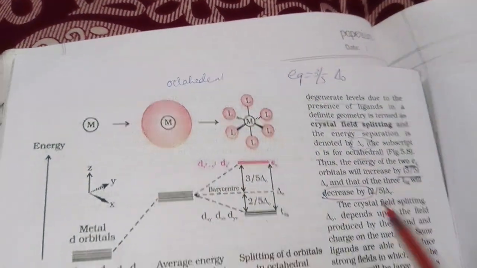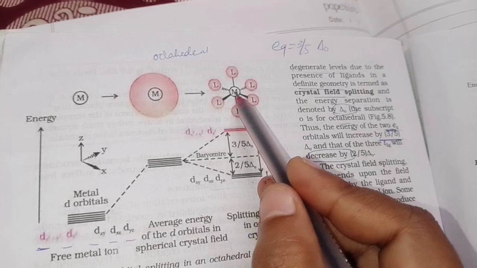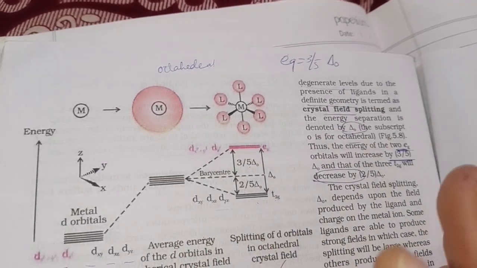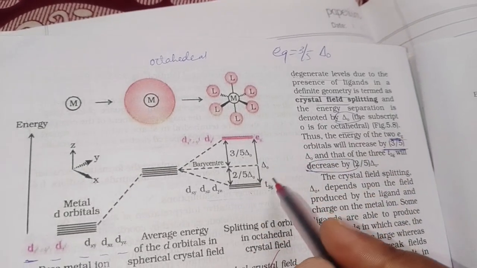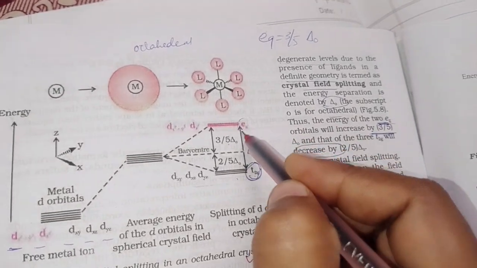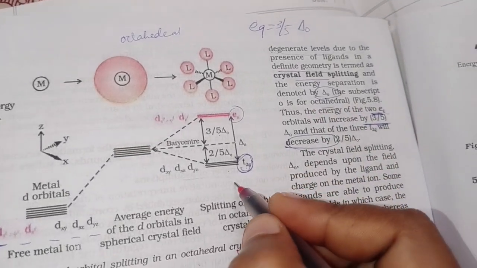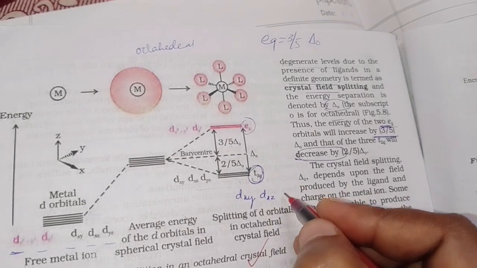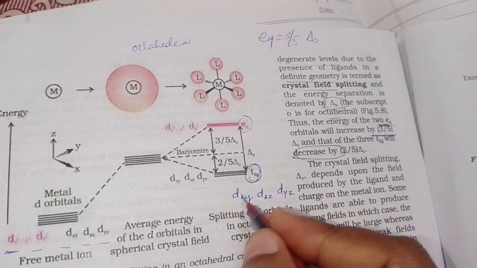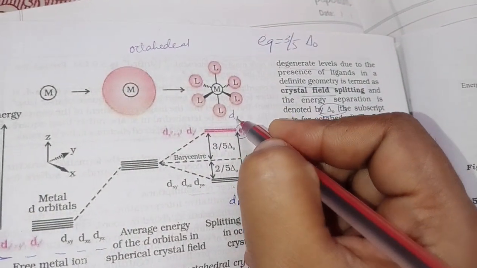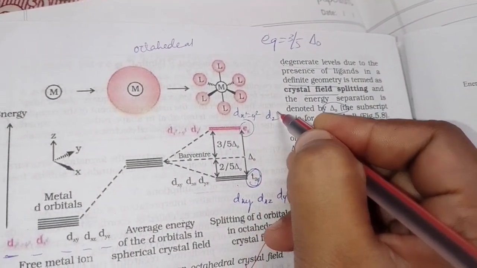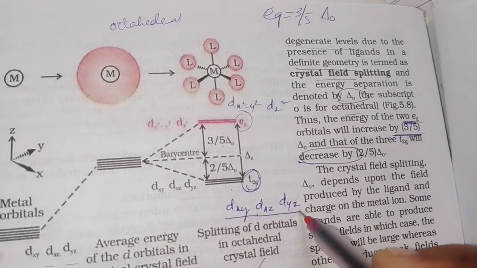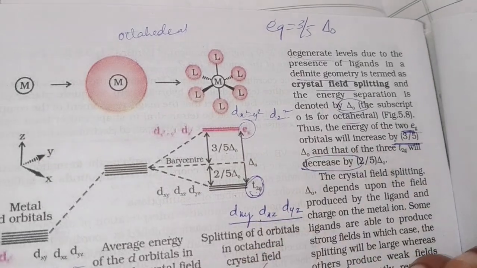There is a difference when the ligands come close for making bonds. The five d orbitals split into two sets. In octahedral, the lower set is T2g and the upper set is Eg. You remember T2g is always dxy, dxz and dyz. Eg is dx square minus y square and dz square. Always remember T2g is these three orbitals, Eg is these two orbitals.